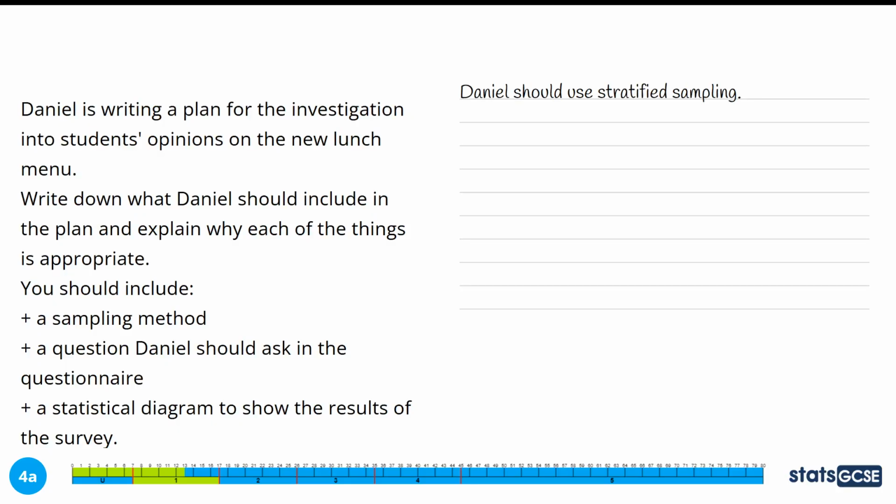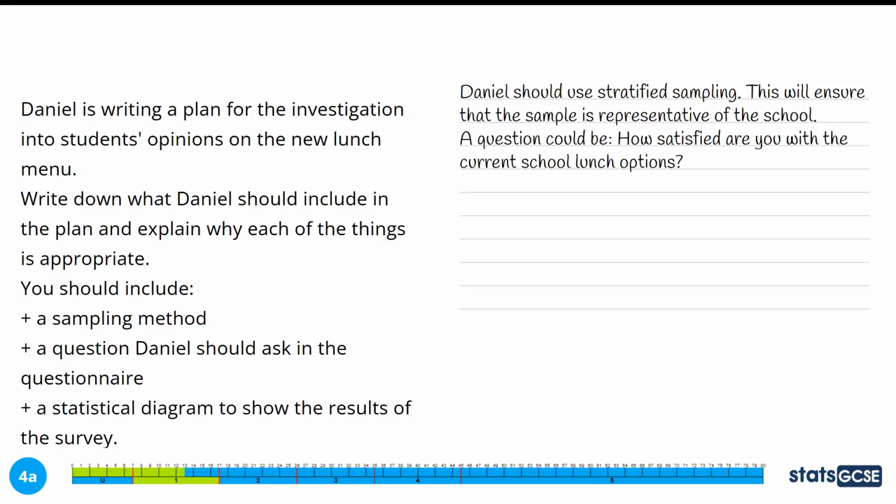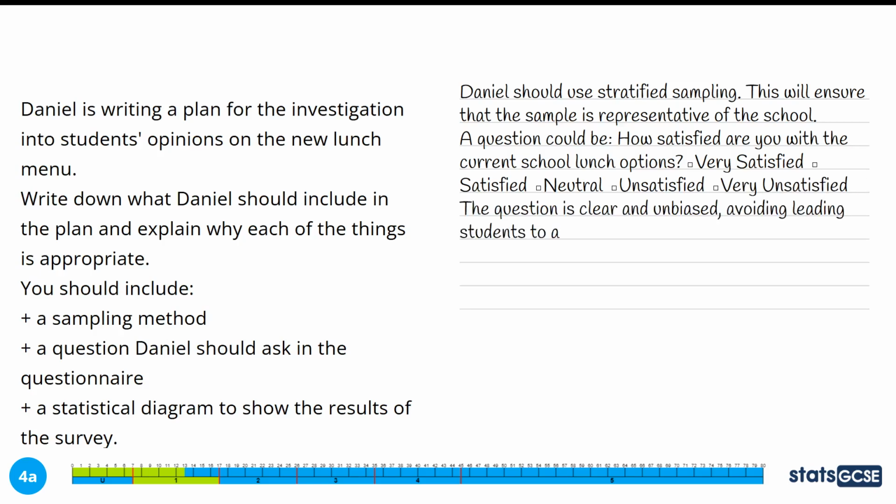Daniel should use stratified sampling. This will ensure that the sample is representative of the school. Next, let's look at the question Daniel should ask in the questionnaire. Question could be, how satisfied are you with the current school options? Very satisfied, satisfied, neutral, unsatisfied, or very unsatisfied, each with their tick box next to them. The question is clear and unbiased, avoiding leading students to a particular answer.